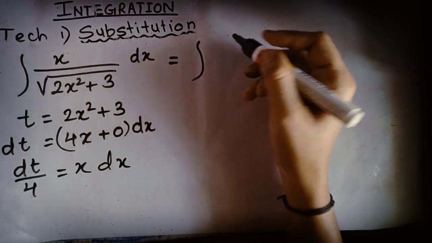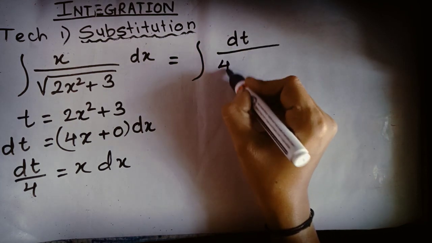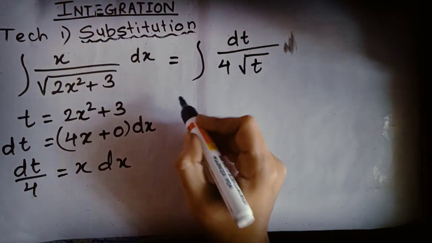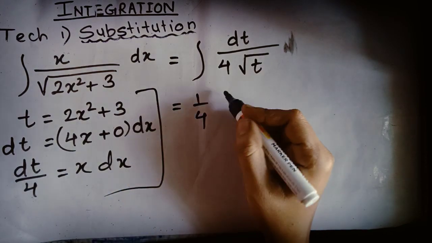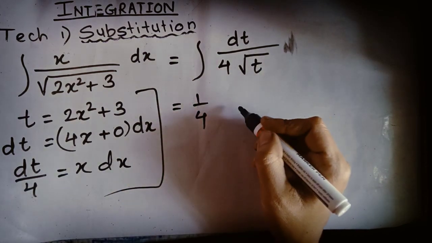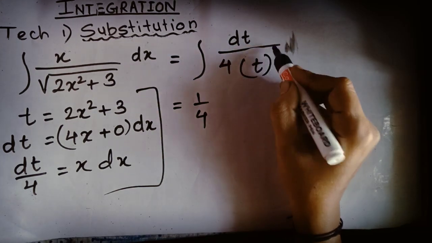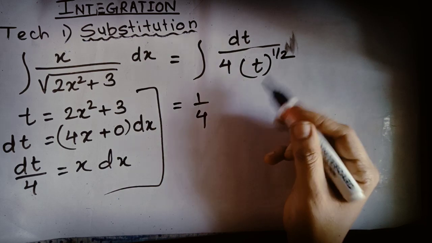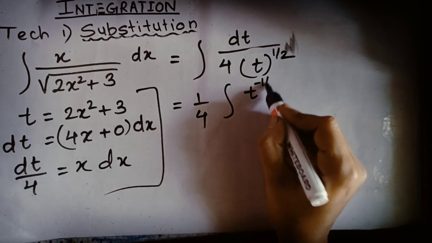So this will be integral dt upon 4 root t. Okay. So 1 by 4 you can take outside. So dt upon root t. Root can be written as t raised to half. Okay. So t raised to half, if I take it in the numerator, it will be t raised to minus half.